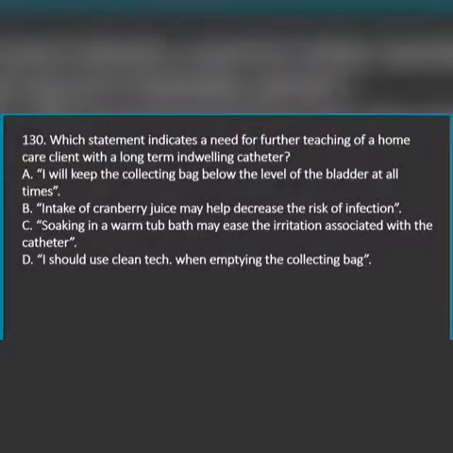Question 130. Which statement indicates a need for further teaching of a home care client with a long-term indwelling catheter? A. I will keep the collecting bag below the level of the bladder at all times. B. Intake of cranberry juice may help decrease the risk of infection. C. Soaking in a warm tub bath may ease the irritation associated with the catheter. D. I should use clean technique when emptying the collecting bag.